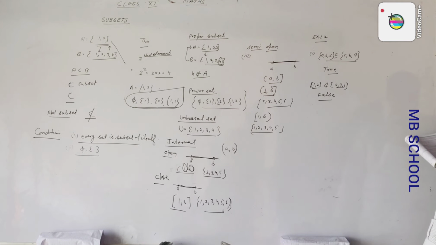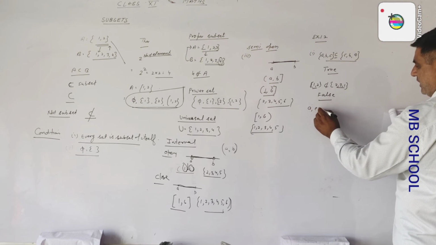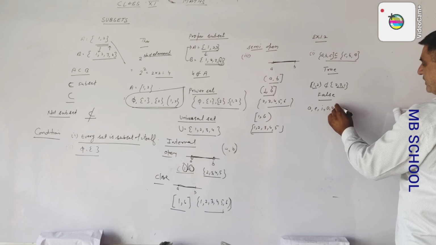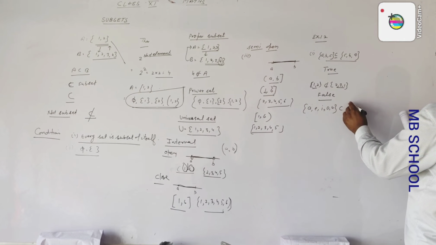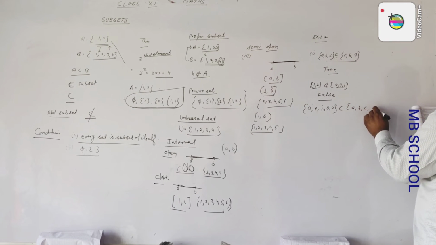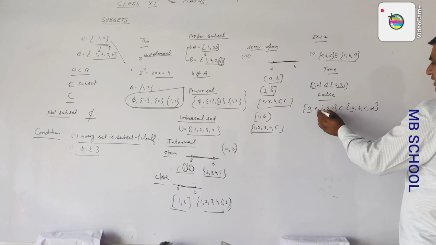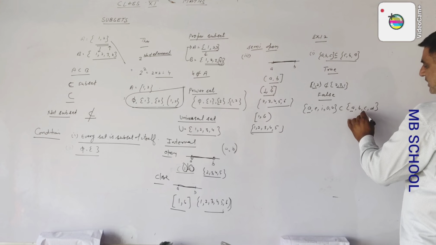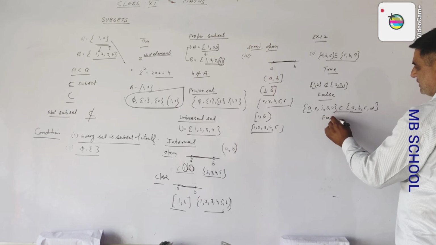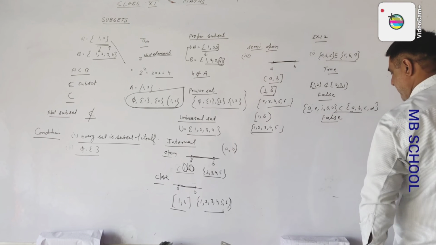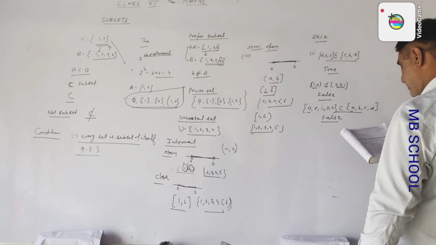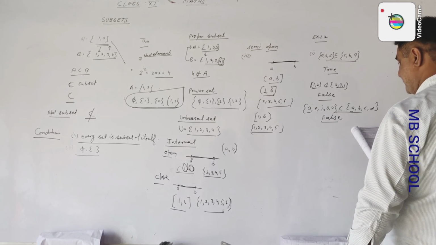And next, {a, e, i, o, u}. This is your set. Is this a subset of {a, b, c, d}? Here we see that a belongs to this, but e, i, o, u do not belong to this. Then this is also not a subset of the second set. And the next, the fourth part, is the same.